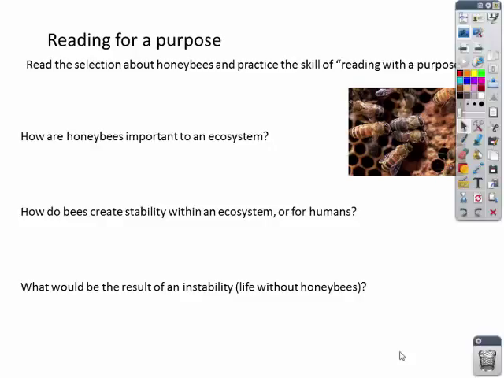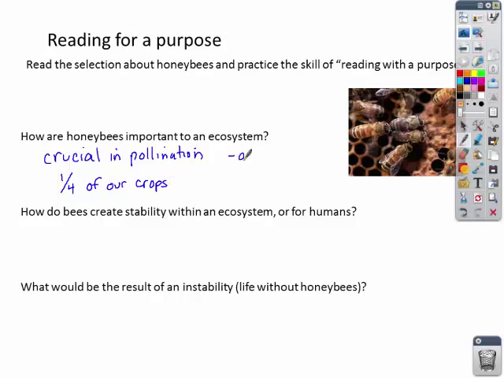Okay, thanks. I hope you enjoyed that article. Okay, there's a lot of rich information in this article. And if you thought about how honeybees are important to an ecosystem, it says it right there in the first sentence. They're crucial in pollination. Now, you probably knew that, but maybe you didn't realize how crucial they are in the pollination of our crops. A quarter of our crops are pollinated by bees.